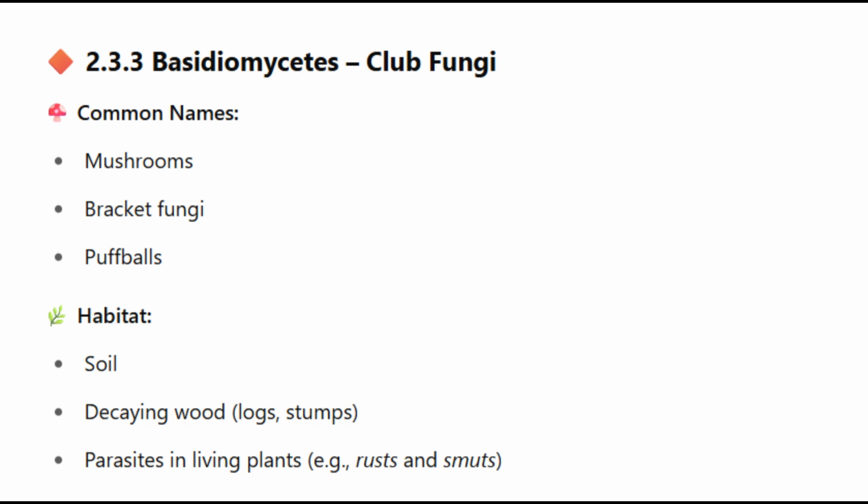2.3.3 Basidiomycetes, the club fungi. Common names: mushrooms, bracket fungi, puffballs. Habitat: decaying wood, logs, stumps, and parasites in living plants, e.g. rusts and smuts. Mycelium: branched and septate. Asexual reproduction is usually absent.